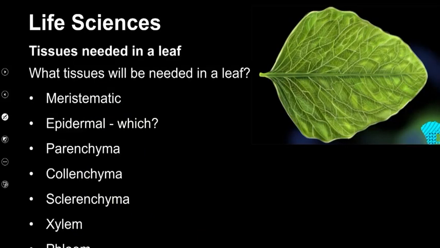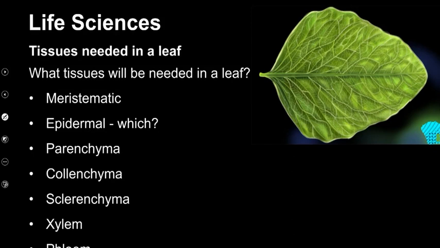To be able to carry out these functions, which tissues will a leaf need? Meristematic, epidermal. Obviously, epidermal, they all need epidermal, so that's easy. Does it need meristematic tissue? Do leaves keep growing bigger and bigger? No, they don't. Once a leaf is formed, it's formed. So it doesn't have meristematic tissue, but it definitely needs epidermal tissue.